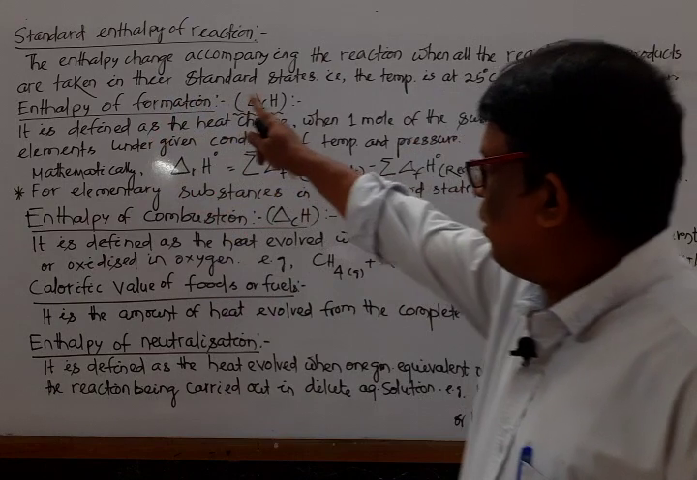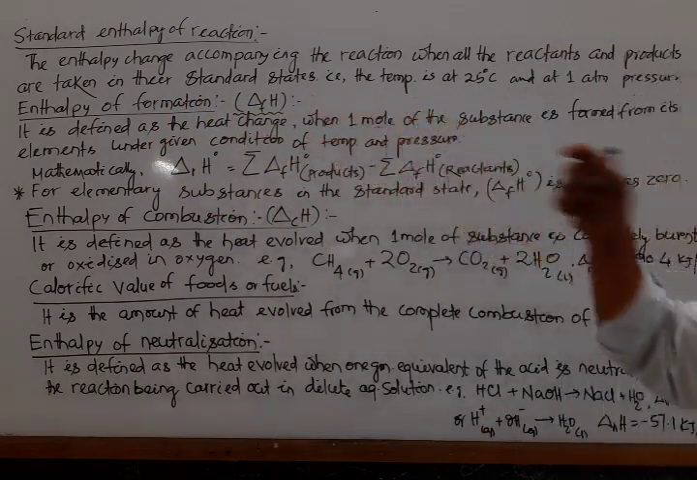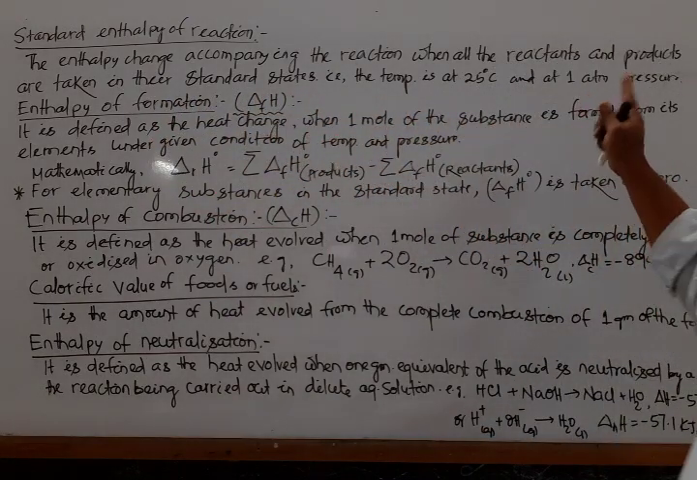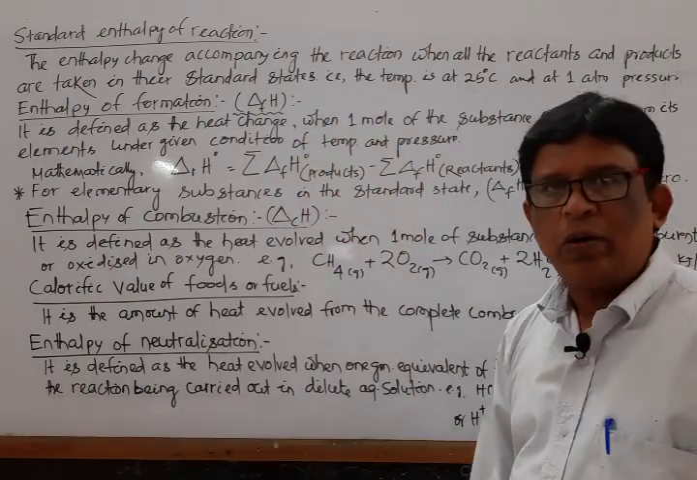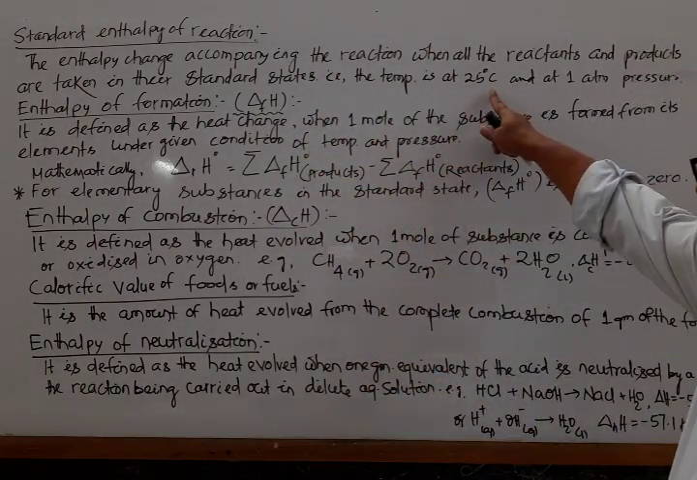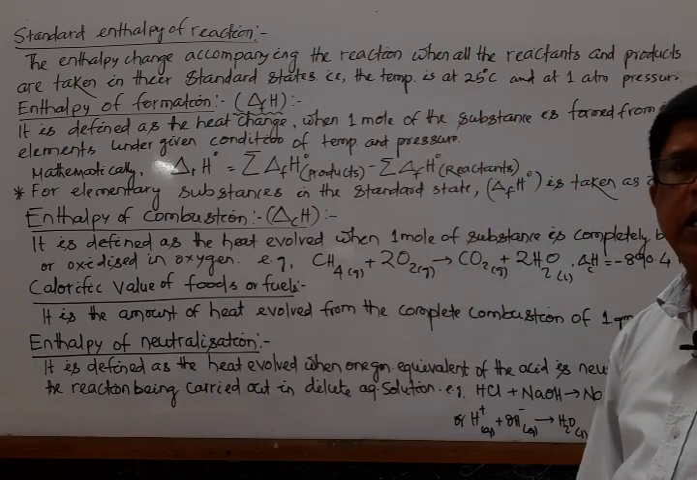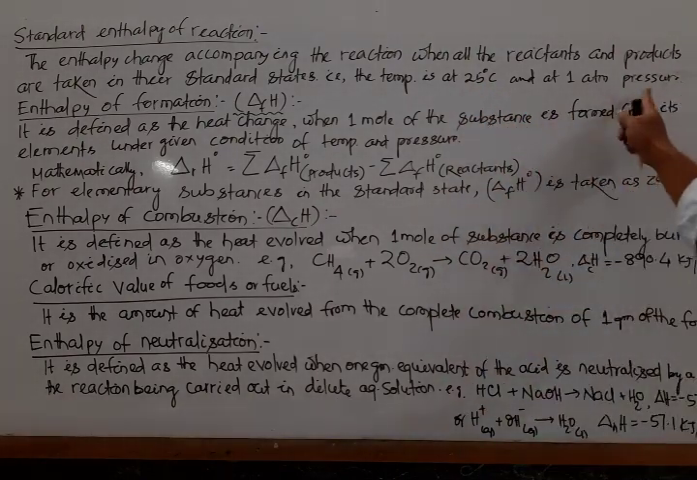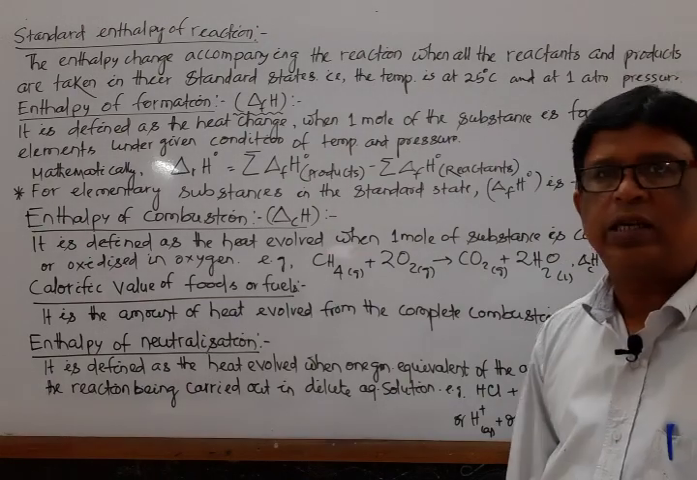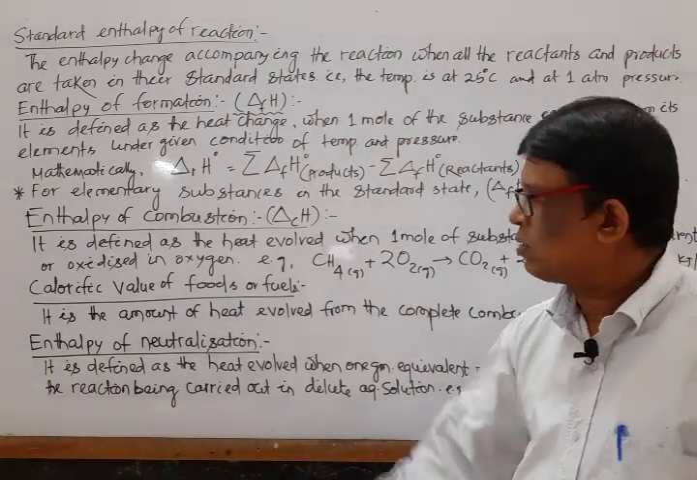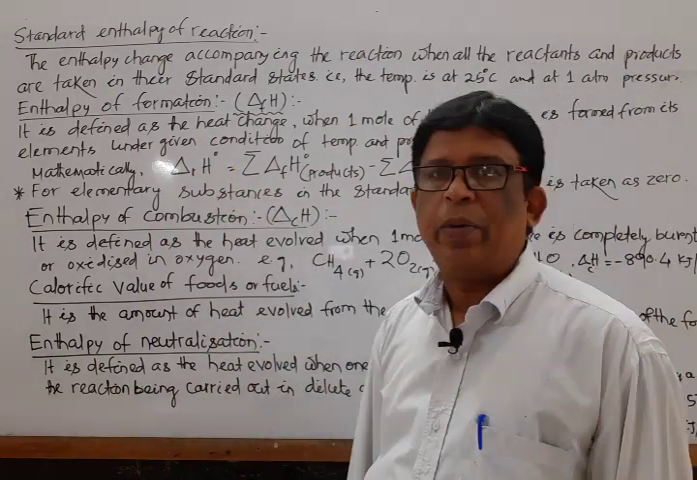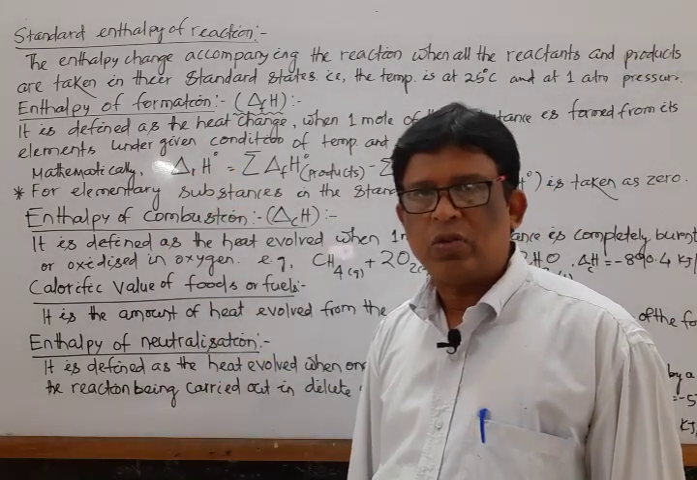Mark that. The enthalpy change accompanying the reaction when all the reactants and products are taken in their standard state. What do you know as standard state? That is temperature is 25 degrees centigrade, that is 298 Kelvin, and 1 atmospheric pressure. Then it is known as standard enthalpy of reaction. Next one is different types of enthalpy of reaction. We discuss one by one.